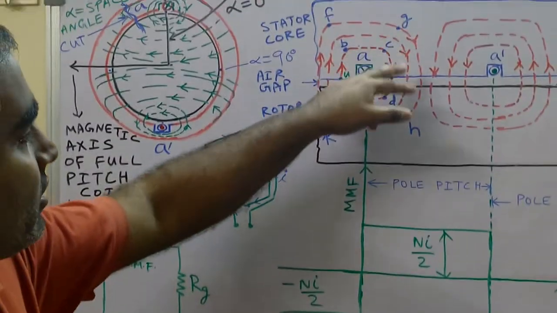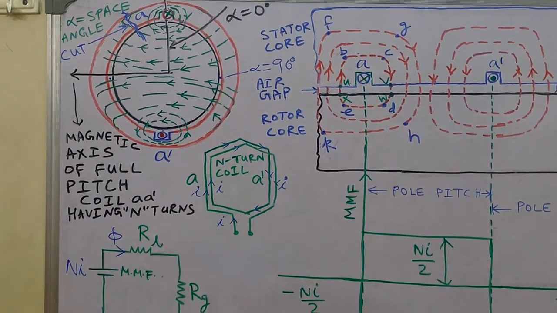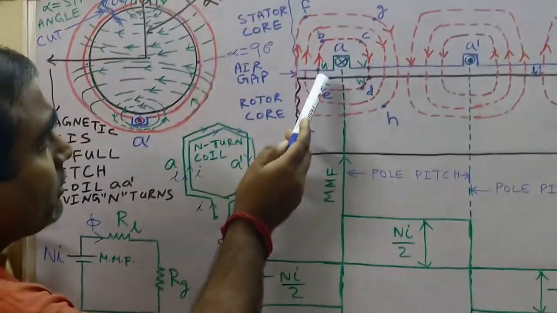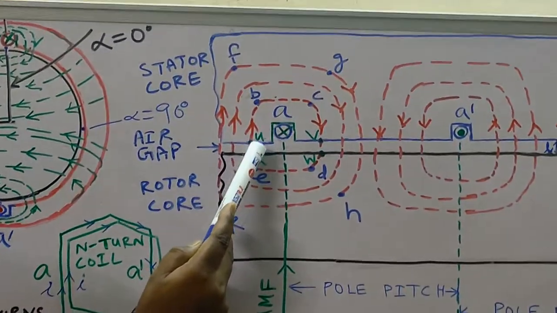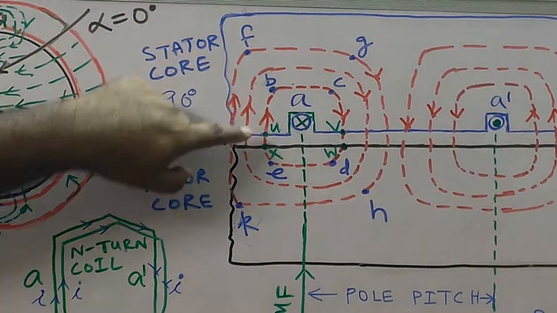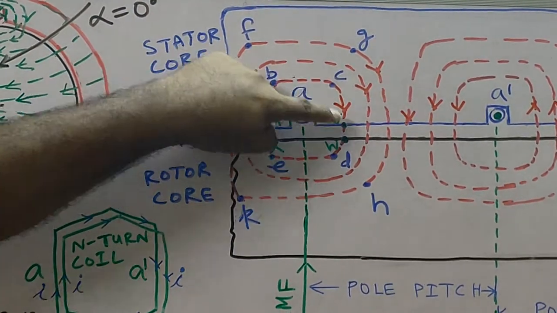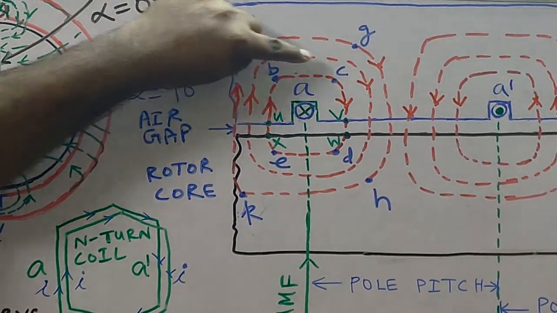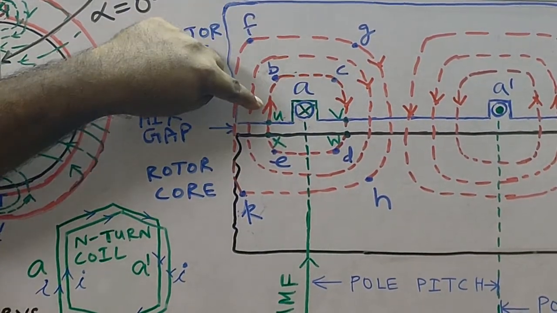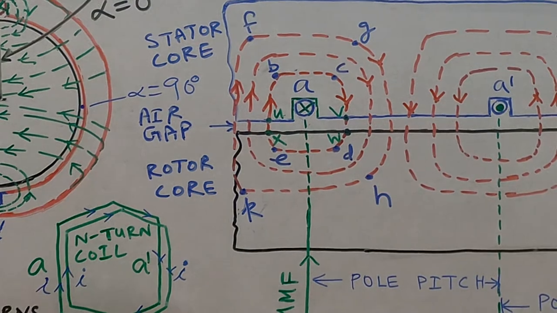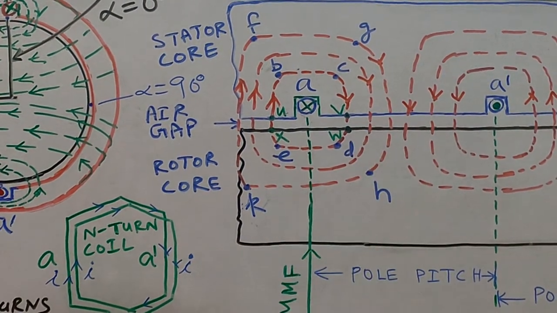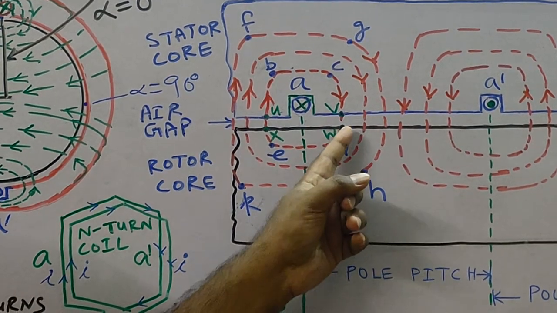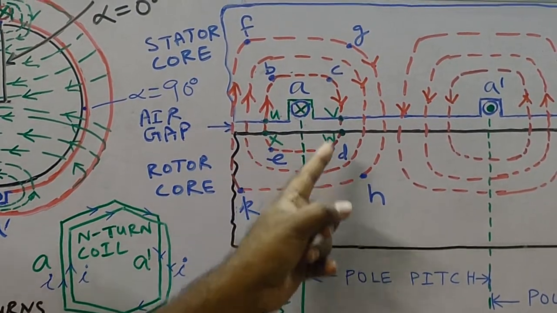So the reluctance of iron core on the stator core and rotor core is which part? Just zoom in here. You will see the path defined by the points U, B, C, V. Let me tell you once more: U, B, C, V. This path is on the stator core iron. Likewise, the path defined by W, D, E, X is on the rotor core.